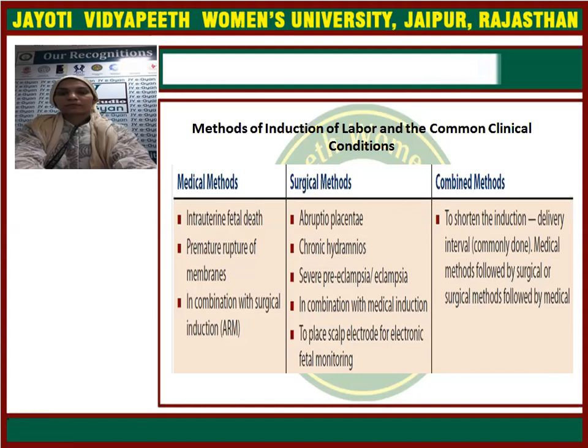Fetal heart rate should be monitored, uterine contractions should be monitored, and the TPR and BP of the patient are monitored. Next one is misoprostol. Transvaginal or oral, it is given for the induction of labor, and it is generally contraindicated, as we had already seen in the contraindications. If a cesarean section has been done, then it is a contraindication.